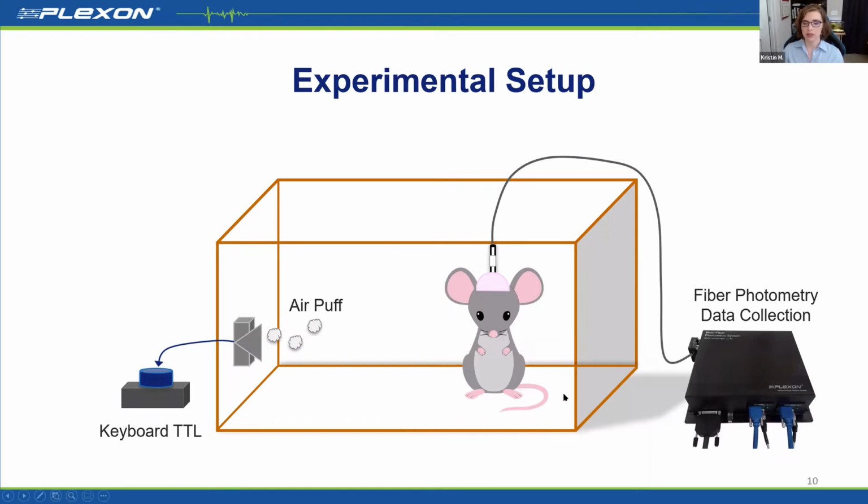There was a mouse that was expressing a fluorescent D light signal, which is a dopamine indicator. The mouse was free to roam in a home cage, and periodically an air puff was delivered to the face to elicit a neuronal signal. The air puff was timed using a keyboard TTL event. So this is important to note just because this means the TTL event actually lags when the air puff was delivered. So all the data were collected using a Plexon multi-wavelength fiber photometry system.